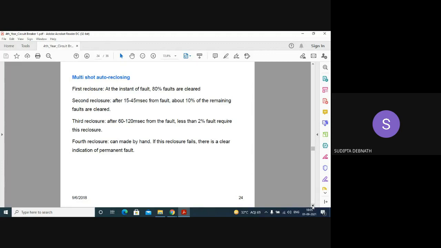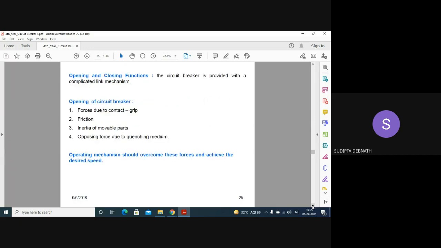Third recloser, see what happens. If the first recloser senses that the fault is not clear, it will open. Then it will go for the second recloser, then the third recloser, and a fourth reclosing can be made by hand. If this recloser fails, there is a clear indication of a permanent fault. The system should be shut down and that fault should be cleared.